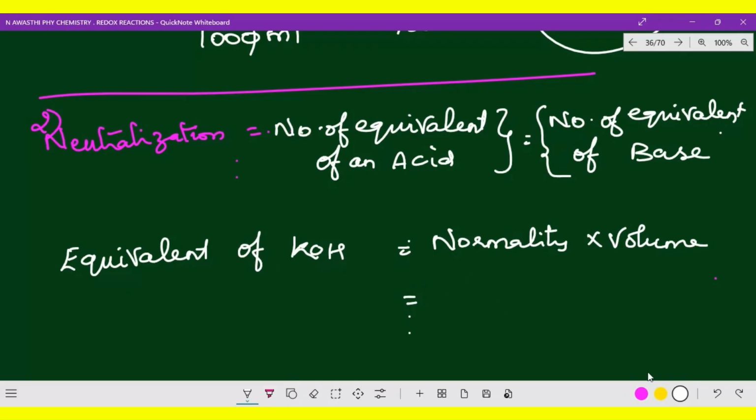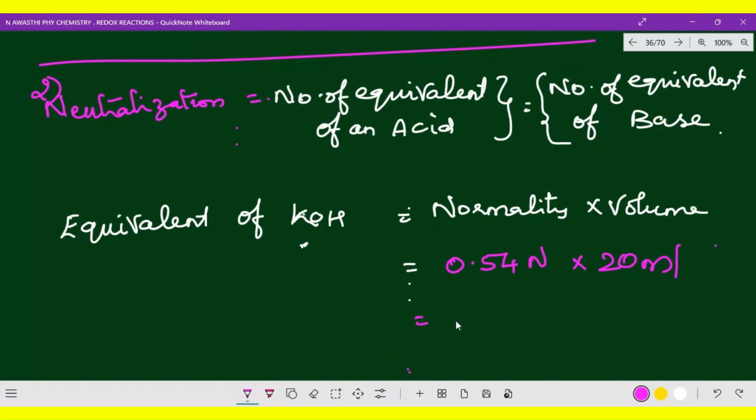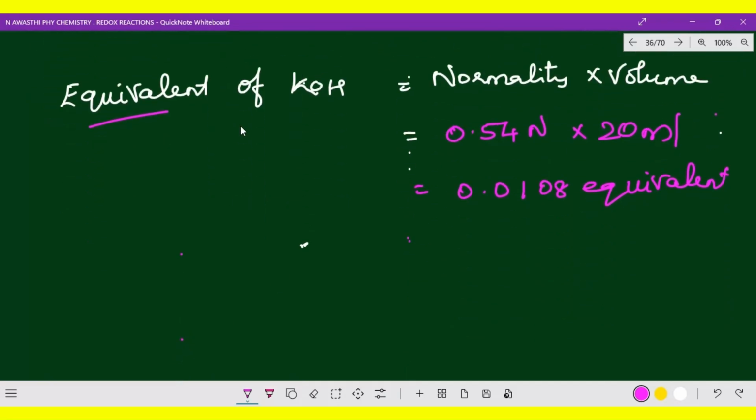So normality, how much have they provided? 0.54 normality into 20 ml volume. So how much answer are you getting? You are getting 0.0108 equivalent, right? Equivalent only. Okay. Now here, we have to identify the equivalent of the acid. Just now we got the equivalent of the base. Equivalent of acid is equal to equivalent of base. So I bring it here clearly: equivalent of acid is equal to equivalent of base, right? Equivalent of base. Now here, how much is that?